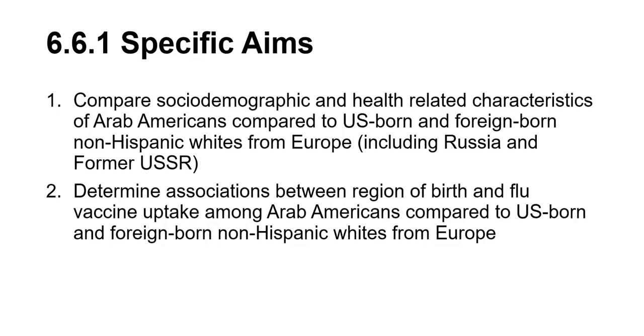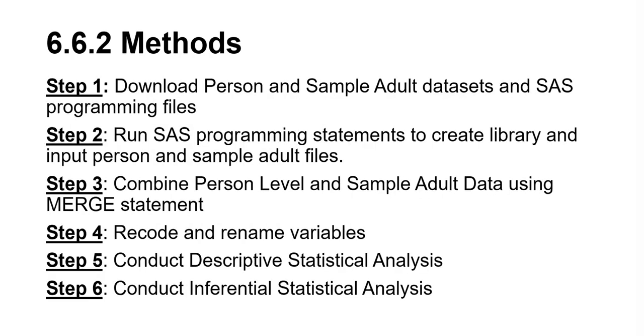Section 6.6.1, Specific Aims. So here are the specific aims for this case study. Aim 1, to compare the socio-demographic and health-related characteristics of Arab Americans compared to U.S.-born and foreign-born non-Hispanic whites from Europe. And aim 2, determine associations between region of birth and flu vaccine uptake among Arab Americans compared to U.S. and foreign-born non-Hispanic whites from Europe. In order to do that, I will follow the following methods. So section 6.6.2 in the textbook goes over each of these methods in depth.